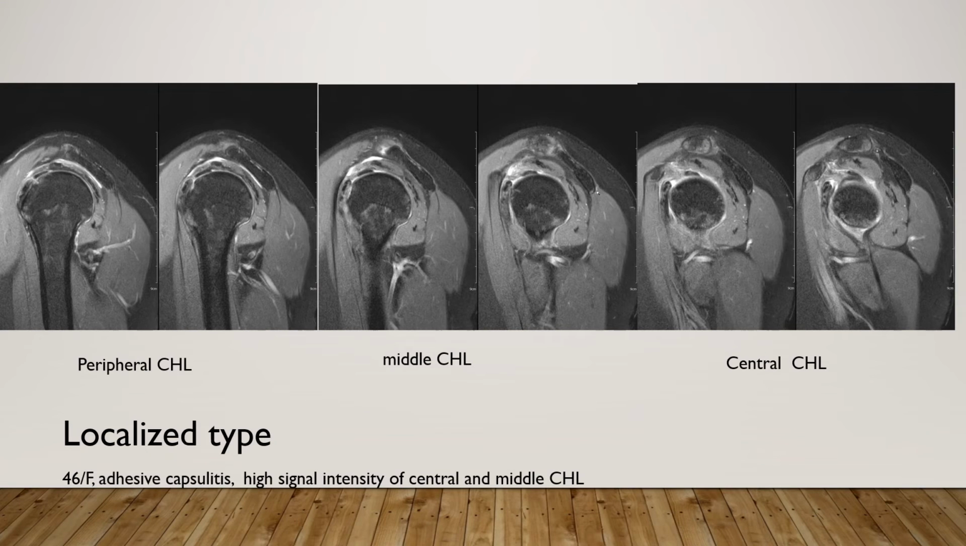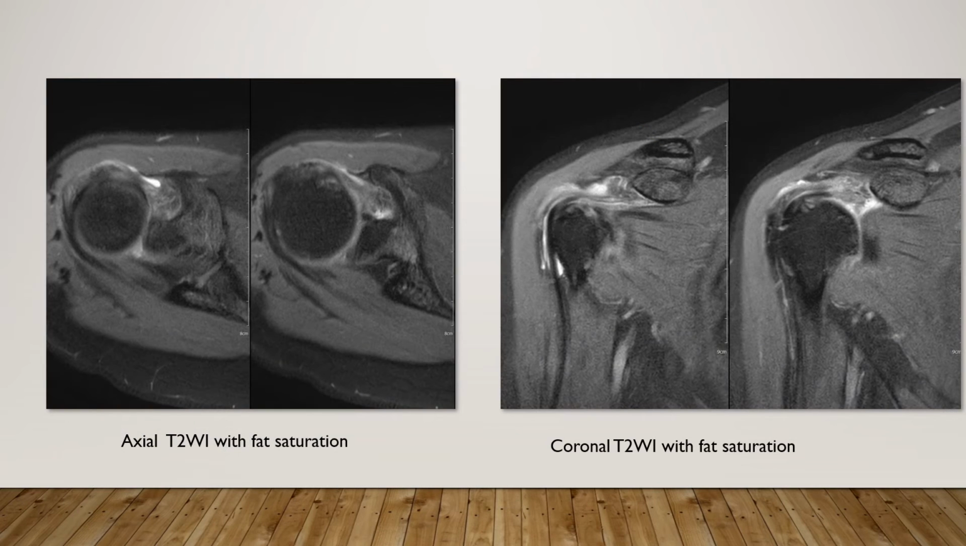In this patient, swelling and high signal intensity are shown in the middle and central coracohumeral ligament. Axial and coronal T2 weighted images show localized high signal intensity in the central aspect of the coracohumeral ligament.